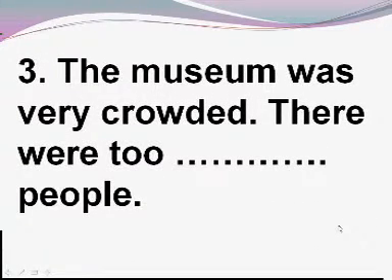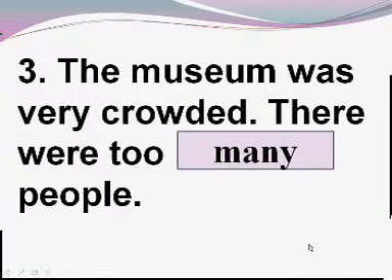Number 3. The museum was very crowded. There were two dots people. People is a countable word, and of course from crowded we can understand that there were too many people. Very good. There were too many people.